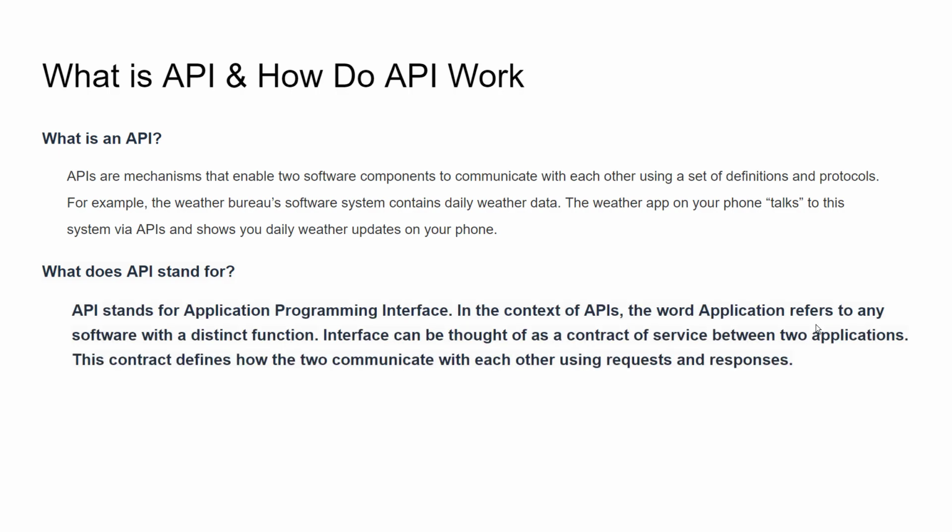API stands for Application Program Interface. In the context of APIs, the word application refers to any software with its distinct function. Interface can be thought of as a contract of services between two applications. The contract defines how the two communicate with each other using request and response.